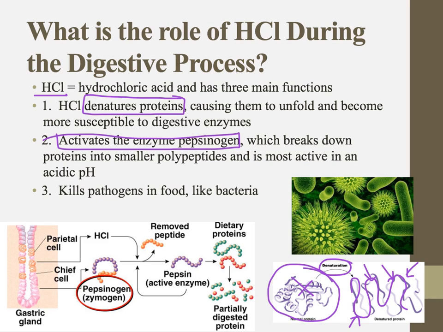So pepsinogen is secreted by those cells in the gastric pit, and it's not active until it's in an acidic pH. So the hydrochloric acid helps to activate that. And the last thing it does is it kills pathogens that might be in our food. So our food isn't totally free of things that could harm us. It could have bacteria or parasites or something crazy in there.